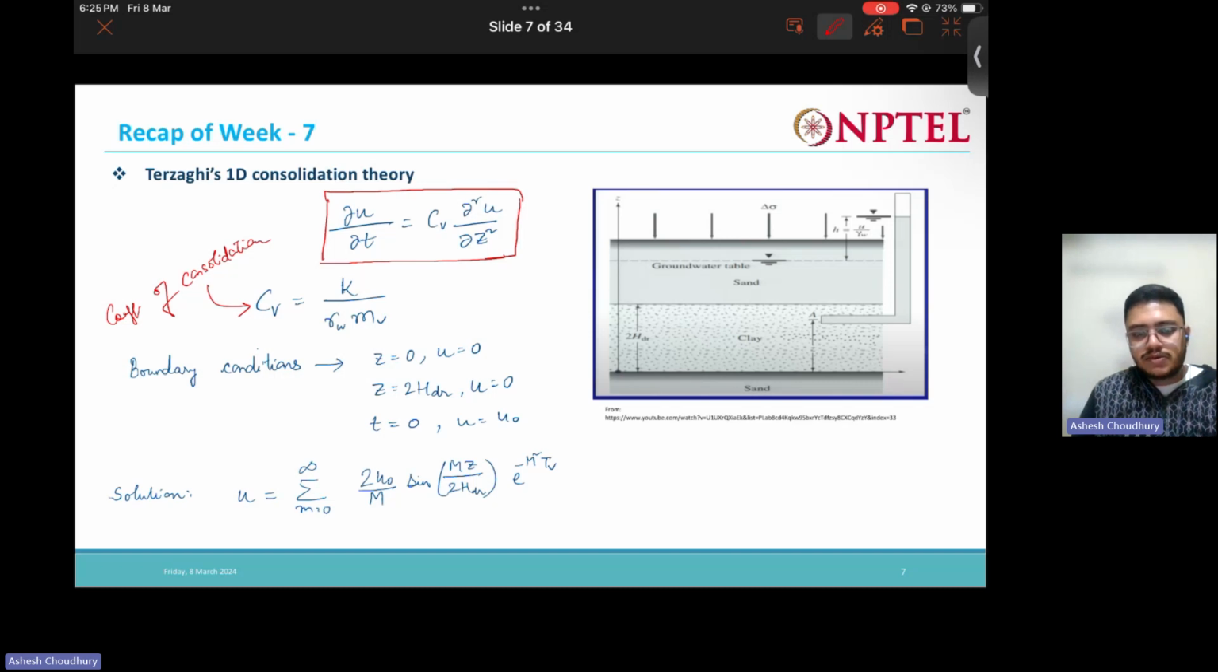The partial differential equation where the dependent variable is u. What is u? U is the excess pore water pressure, or the pore water pressure, that is u. And what are the independent variables? They are t and z. T is the time and z is the distance, which you can see in the figure given here, that is z.